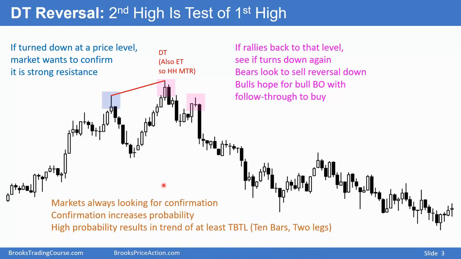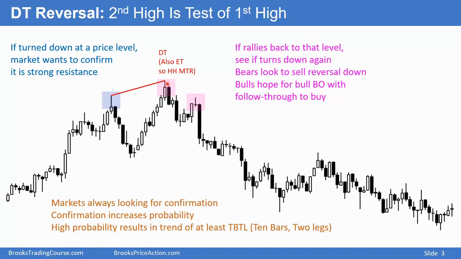The markets are constantly looking for confirmation. It sold off strongly from this level. What will happen if it gets up there again? Will it sell off again? And it did. It increases the probability that you'll get a reversal, or at least an end of the bull trend and a conversion into a trading range.